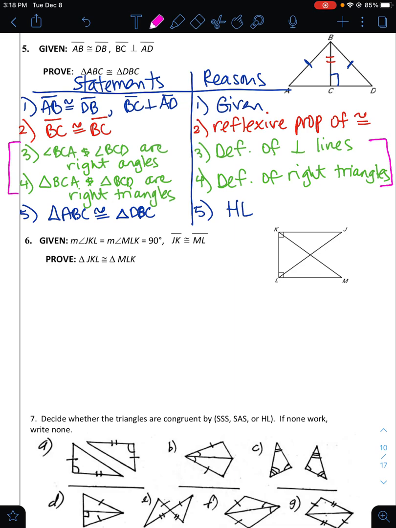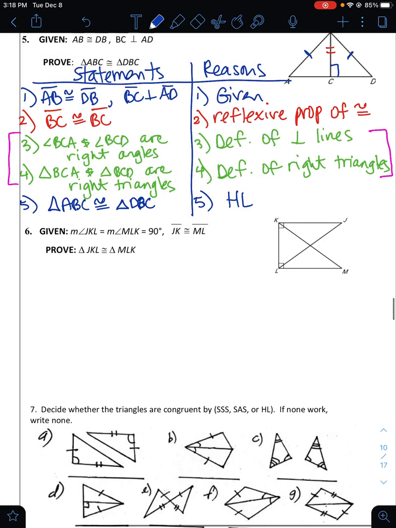Okay, one more, number 6. Go ahead and get that one set up. You might pause the video till you get everything set up. You actually might go ahead and see how far you can get here, but I'm going to go ahead and get my T-chart drawn.